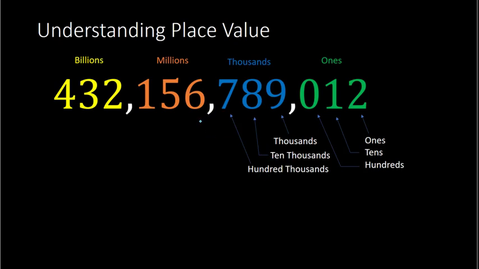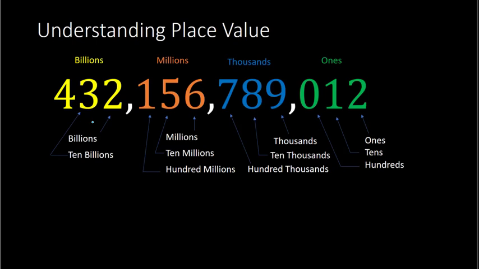Keeping this pattern going, if we know that these next three numbers are millions, the 6 would be the 1 millions place, or just millions place. The 5 would be 10 millions place. And the 1, that third digit, is going to be 100 millions place. And then looking at the billions, this 2 is going to be specifically the 1 billions place. The 3 would be considered the 10 billions. And the 4 would be the 100 billions place.